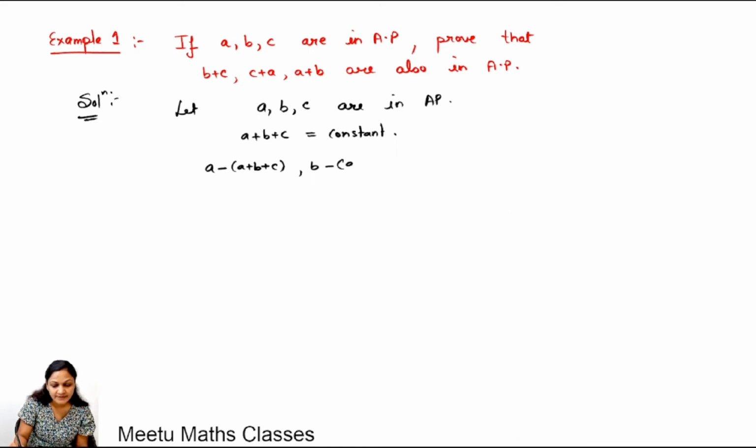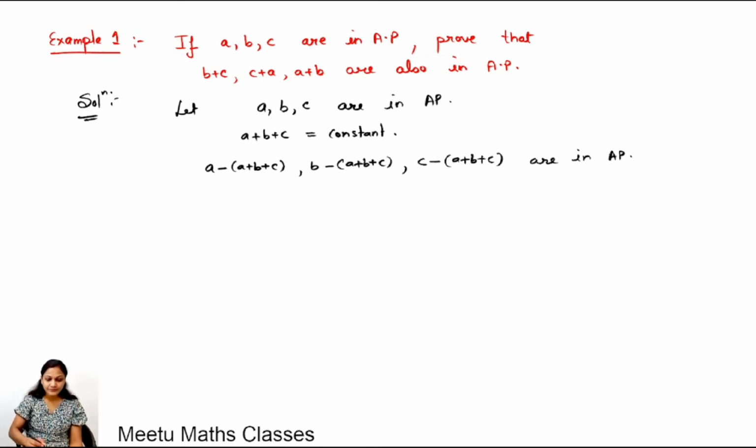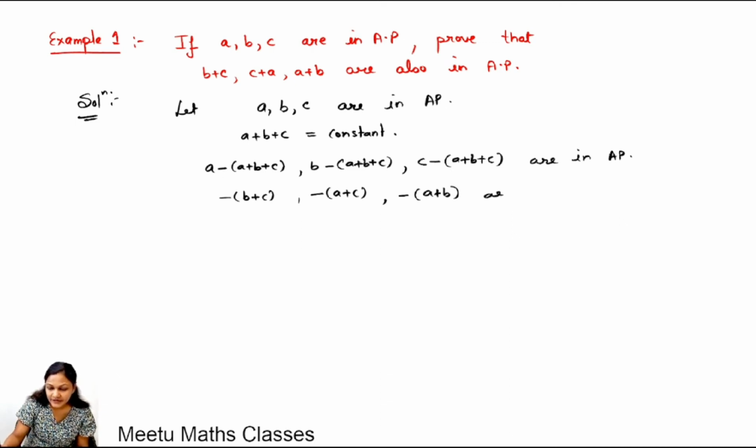So subtracting A plus B plus C from each term: from B also you subtract A plus B plus C, and from C also you are going to subtract A plus B plus C. Then the resulting sequence is an AP. So these three terms are also in AP. Now this will be equal to minus (B plus C), minus (A plus C), and minus (A plus B) are in AP.